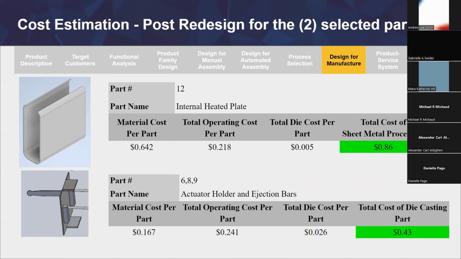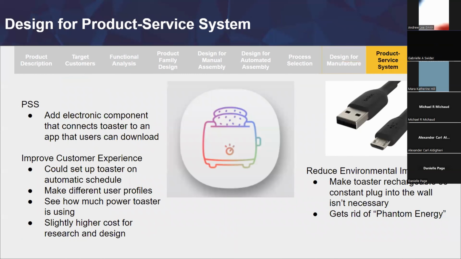For our product as a system service, we thought of adding electrical components that connect the toaster to an app that users can download on their phone. This could allow for the toaster to only be on during automatic scheduling, reducing the electricity consumption. This, coupled with the potential of making the toaster rechargeable, would get rid of phantom energy usage. Additionally, this app could have different user profiles and track how much power the toaster is using. This PSS would result in a higher cost for research and development, as well as the additional components.